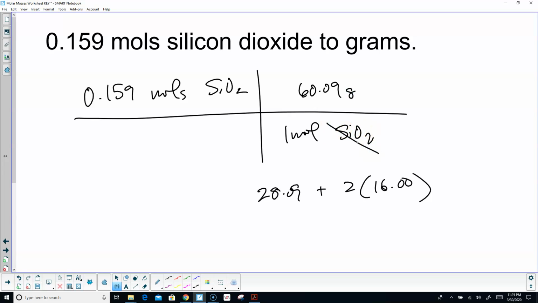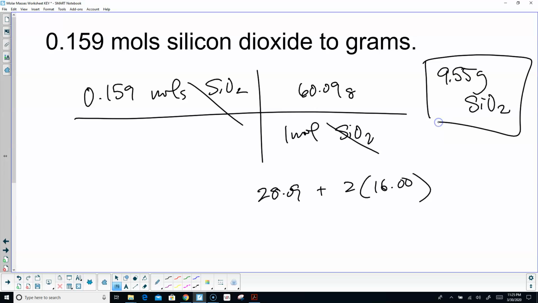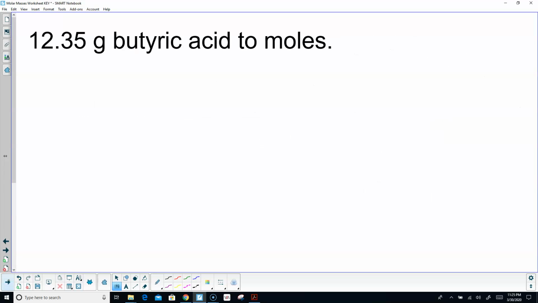60.09 grams. I'm going to multiply 0.159 times 60.09. And with sig figs, you should have 3. It ends up being 9.55 grams of silicon dioxide.